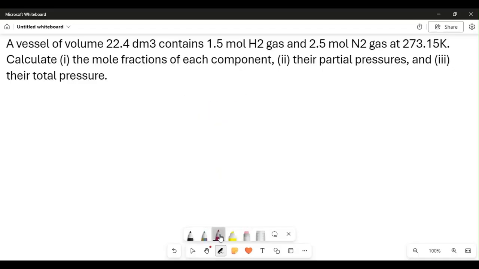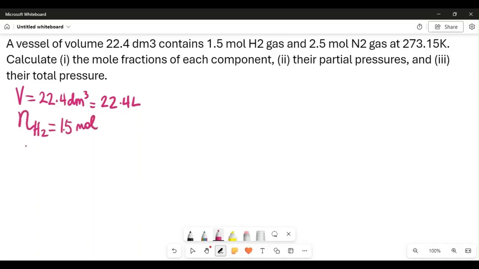So today we're going to be working on the perfect gas equation question on the screen that says a vessel of volume 22.4 dm cubed, which is the same thing as 22.4 liters, contains 1.5 mole of H2 gas. So the number of moles of H2 gas is 1.5 mole, and 2.5 mole of N2 gas. So the number of moles of N2 gas is 2.5 mole at 273.15 Kelvin. So temperature is 273.15 Kelvin. Calculate one, the mole fractions of each component, two, their partial pressures, and three, their total pressure.